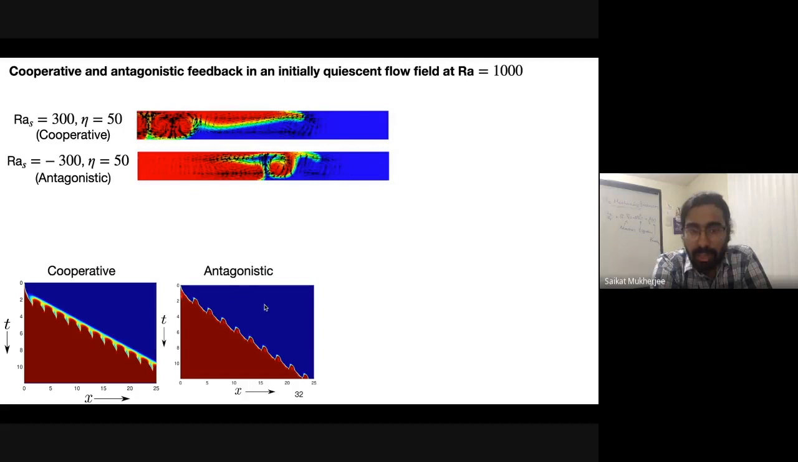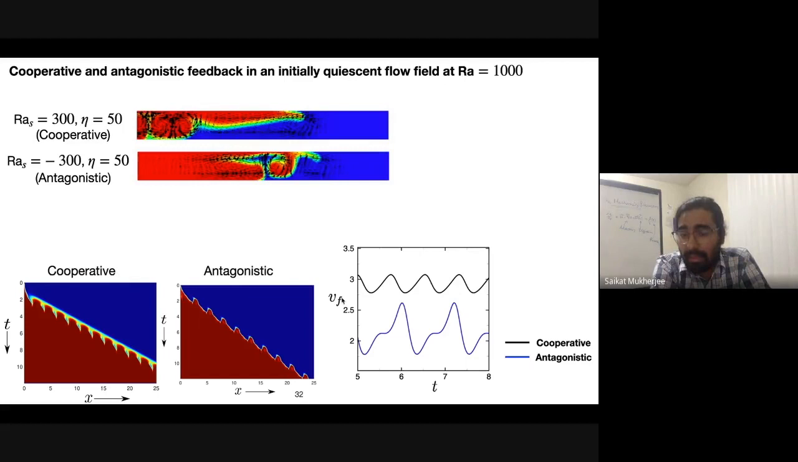Whereas for the antagonistic feedback, we see jagged features in the space-time plot. These jagged features are because of this heavier front snout, which tumbles down and forms this kind of jagged feature. We can also plot the front velocity as a function of time. For cooperative feedback, the fronts are faster because both the thermal and the solutal feedback are not competing against each other, they're cooperative. For the antagonistic feedback, the fronts are slower, and there is another mode added to the oscillation, which is related to the tumbling down of the leading edge.